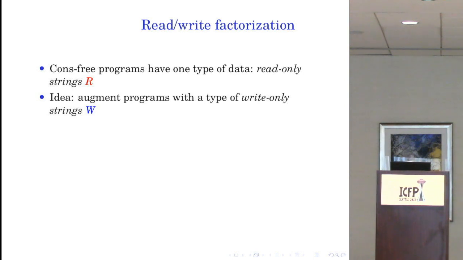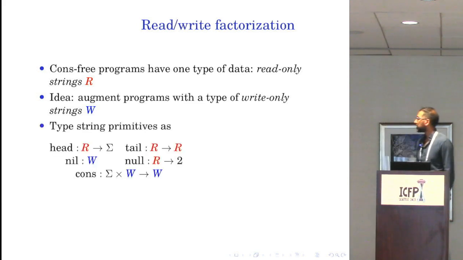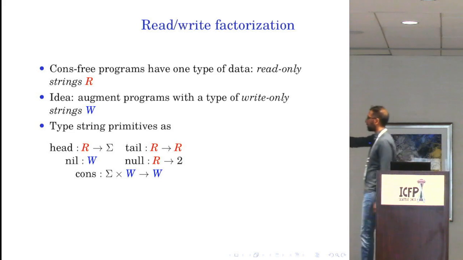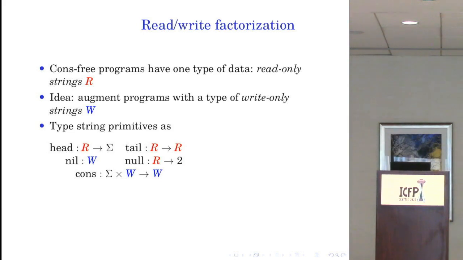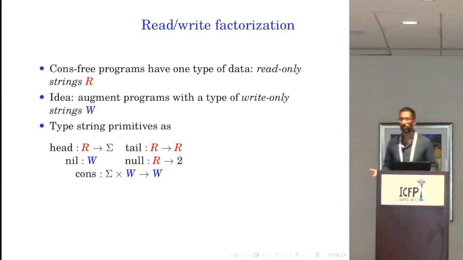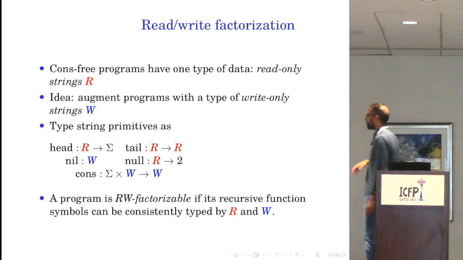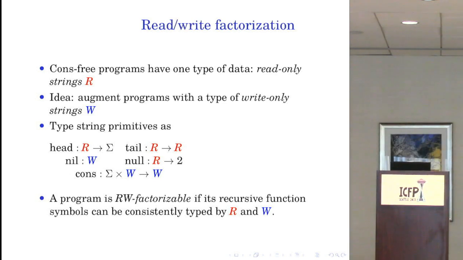So you can't have strings that you both construct and destruct, but with a typing system, we can partition all of our strings into construct only and destruct only, or write only and read only. And once we do that, we get the following typing of the string primitives. Head, tail, and null operate over R strings, and then nil is a string of type W, it's the empty string, and cons works on write-only strings of type W. So we have some sort of typing discipline which we can impose on programs, and we say a string program is RW-factorizable if its recursive function symbols can be consistently typed in this way.